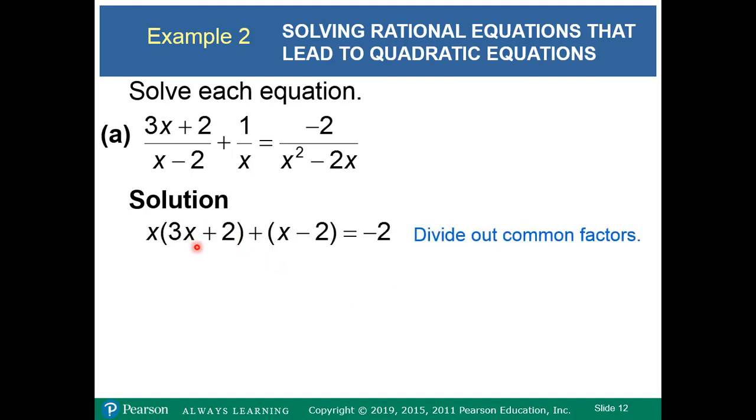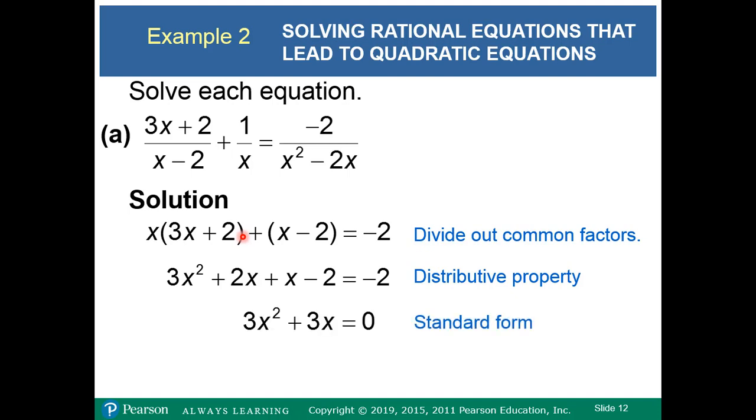Now we're going to start simplifying. We use the distributive property, and then add like terms and put it in standard form. And we get 3x squared plus 3x. Now here we can factor out a 3x. That gives us a factored form of 3x times the quantity x plus 1. And so that means x equals 0 or x equals negative 1.